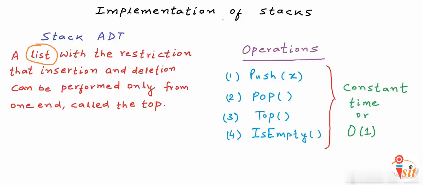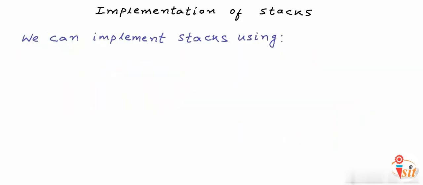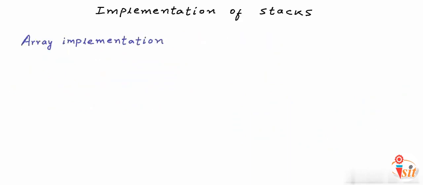There are two popular ways of creating lists. We have talked about them a lot in our previous lessons. We can use any of them to create a stack. We can implement stacks using A, arrays, and B, linked lists. Both these implementations are pretty intuitive. Let's first discuss array-based implementation.